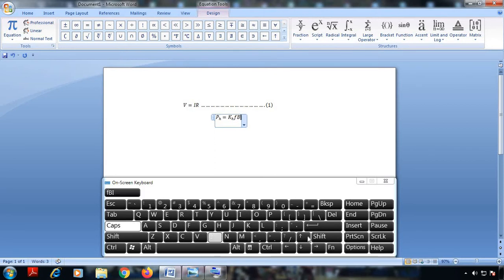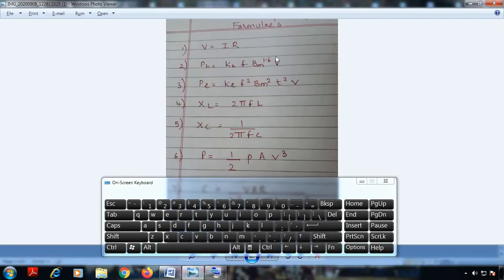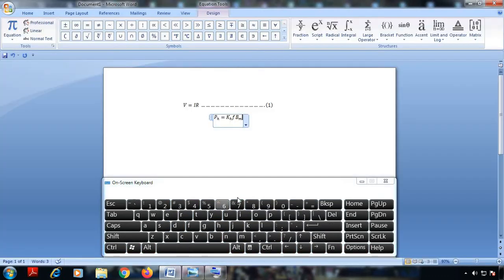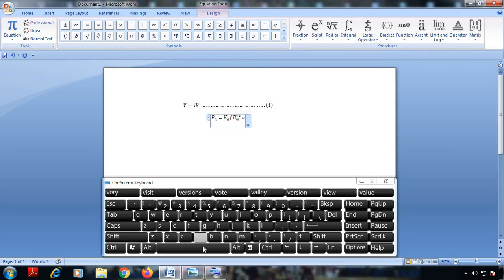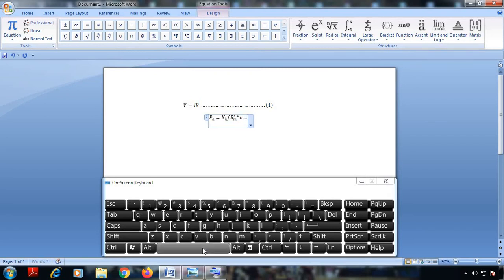Then I want B underscore M. I want it in a smaller letter, so B space M. BM, I want it as BM raised to 1.6. So what will I do? I can make use of the superscript here, 1.6 and space. Here you can observe BM raised to 1.6, and finally we have V space. So this is how an equation can be properly typed in an equation editor.